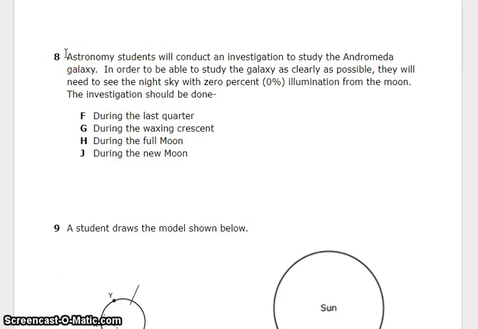Number 8. Astronomy students will conduct an investigation to study the Andromeda Galaxy. In order to be able to study the galaxy as clearly as possible, they will need to see the night sky with 0% illumination from the moon. The investigation should be done F, during the last quarter, G, during the waxing crescent, H, during the full moon, or J, during the new moon.